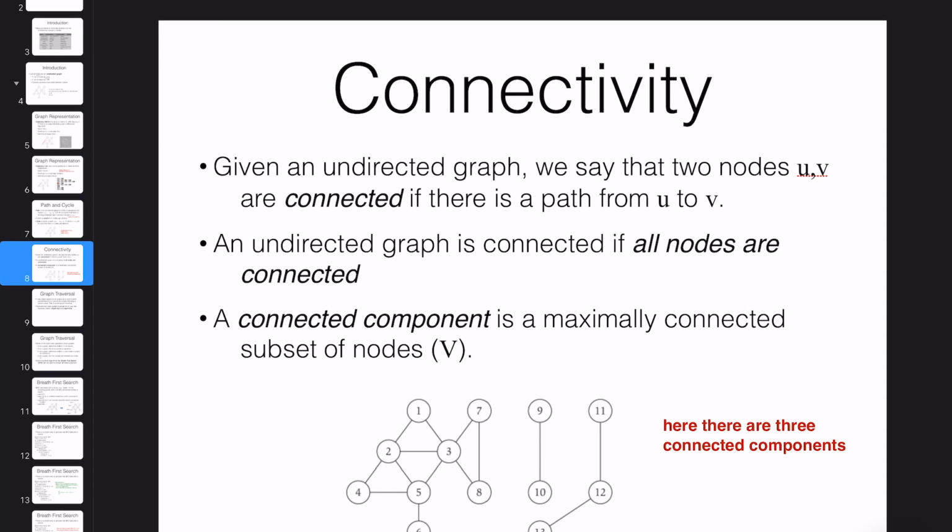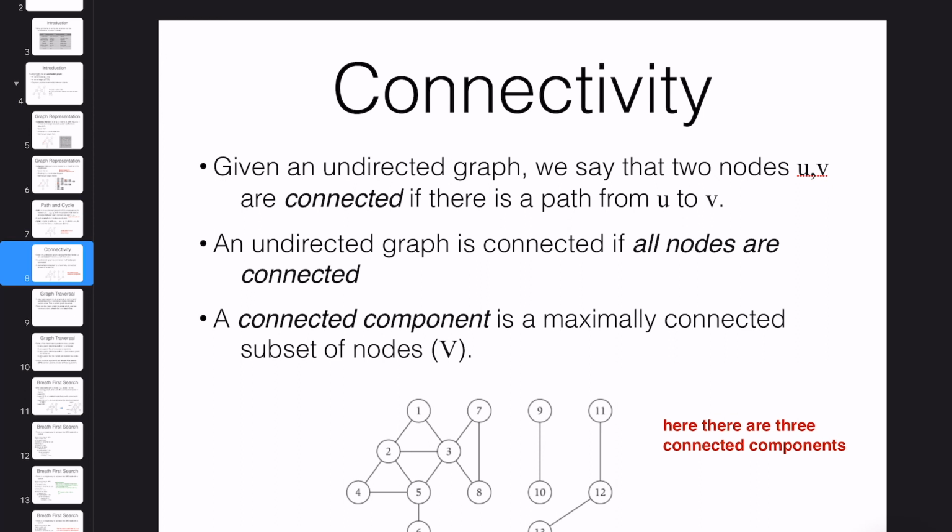So based on that, we call a graph a connected graph if all the pairs of nodes in the graph are connected, there is a path between all of them. If you start from one node, you can visit all the other nodes.